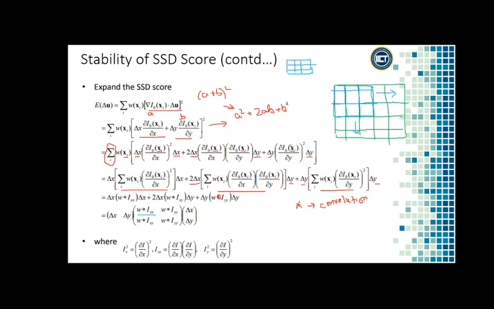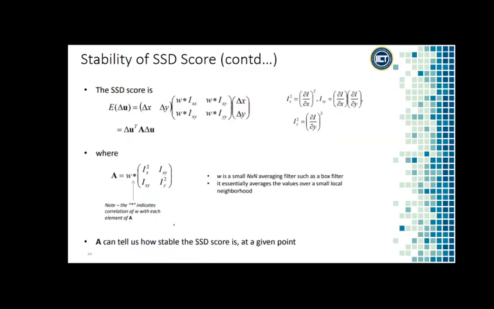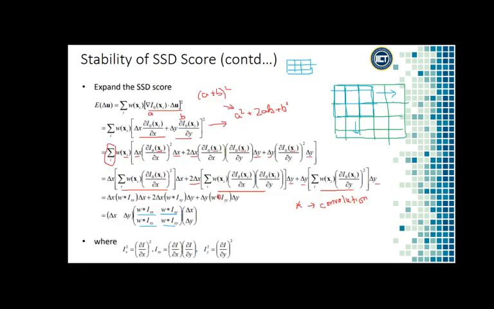So if we apply this window on the gradient map, which is performing the gradient in x direction, we will get this. If we perform it on the gradient map in both the directions, we get this and this. And similarly, if we perform the convolution on the gradient map in the y direction, then we get this. So the SSD score is a kind of delta x, delta y, this matrix, and delta x, delta y. This is the same here.